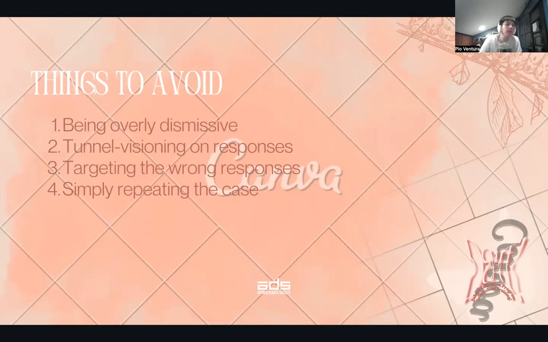So take a strong response and run it. If there are other responses that you believe aren't equally strong or stronger, then it might be more strategic not to prioritize them at the end of the day. And then the last is to simply repeat the case. I think we've already discussed why this ought not to be done, or a habit that we should avoid. Last slide, and then Q&A.